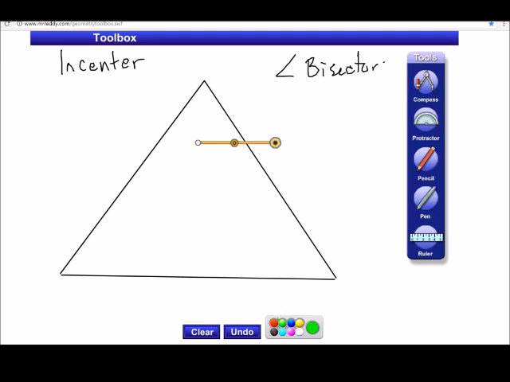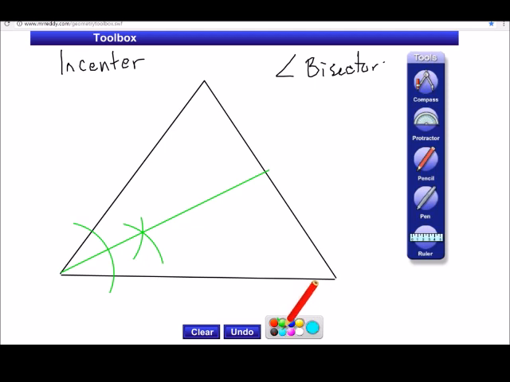So we need to construct the angle bisectors, and you remember we do that by taking our compass. We create two intersection points using the same radius just because it's easy. We find the intersection on the interior of our angle, and then we take a straight edge using this intersection point and the vertex of our angle, and we bisect that angle.